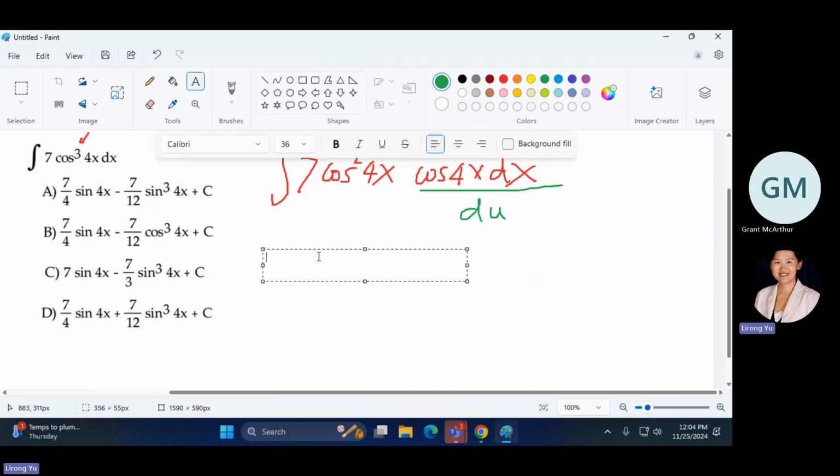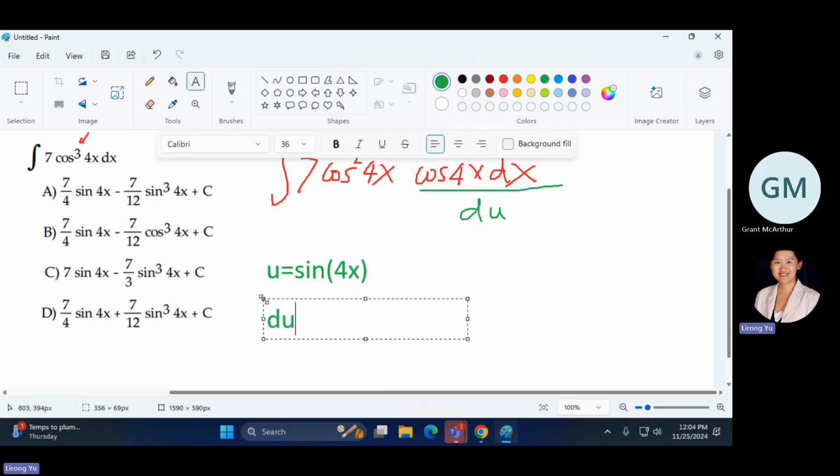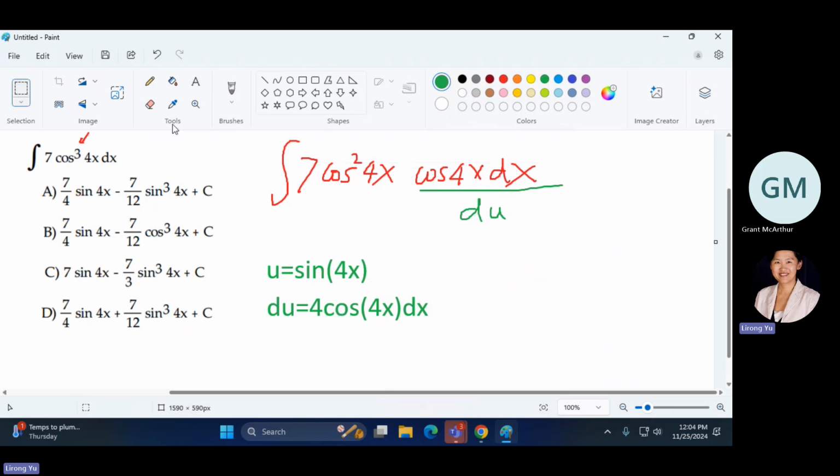So what we're gonna do, we're actually gonna go u equal to sine of 4x. If you have u equal to sine 4x, then du would equal cosine 4x times 4 times dx, because of the chain rule, right? So because of this, the cosine 4x dx we already have there is going to be 1/4 du. So 1/4 du is how you write this part. That's substitution, right? We write it in substitution.